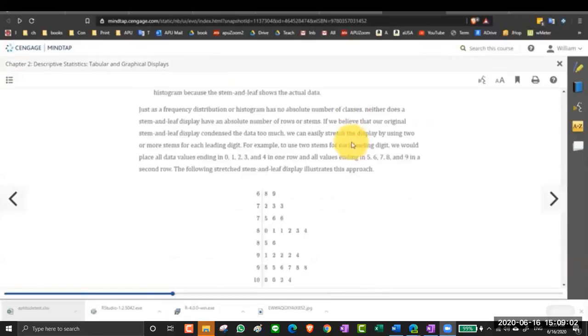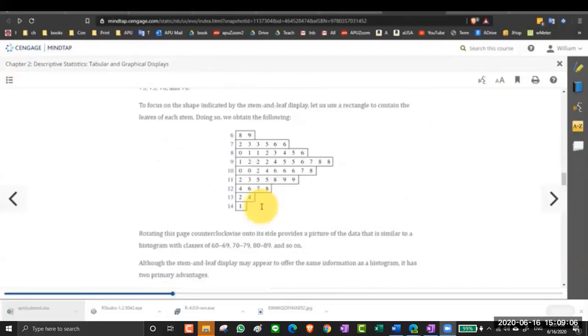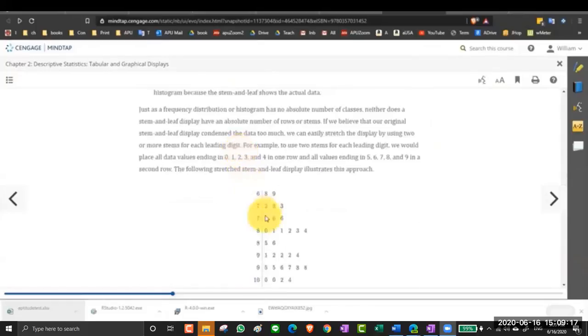And then they also point out that if you wanted to, you could split up some of them. So if, like here, we had kind of a lot in 70, we might want to sort of spread it out. So we would go 70 to 75 and then 75 to 80. I guess this is from 70 to less than 75, and this is 75 to less than 80. So you get 72, 73, 73, 75, 76, 76.